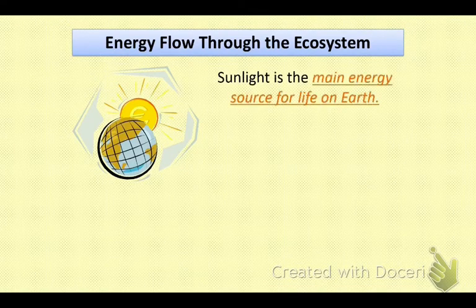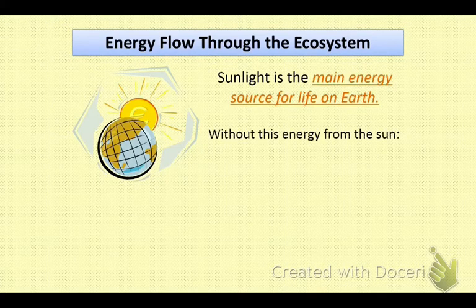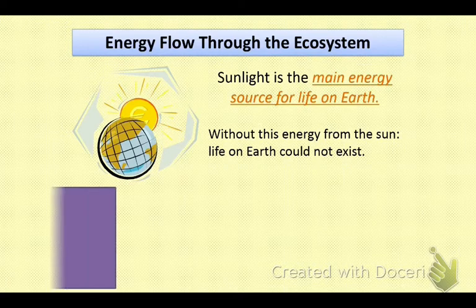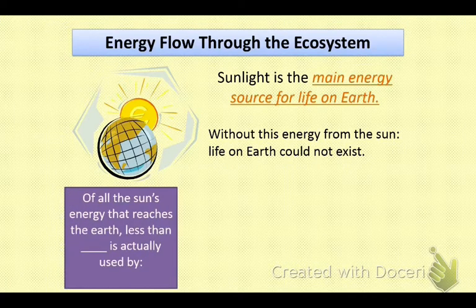So energy flow through an ecosystem. This is really what we're going to focus on for this lecture, and this will be on next Friday's test. So sunlight is the main energy source for all of life on Earth. Have to have the sun. Sun's gone, we're gone, right? Without energy from the sun, life could not exist on Earth at all. Of all the sun's energy that reaches the Earth, less than 1% is actually used by living organisms. That's not very much, right?